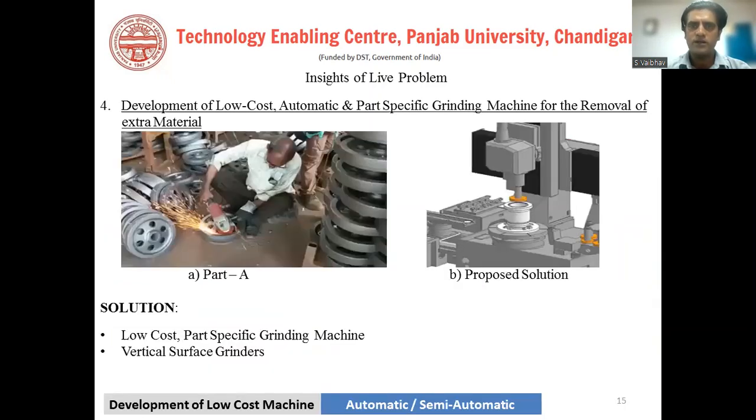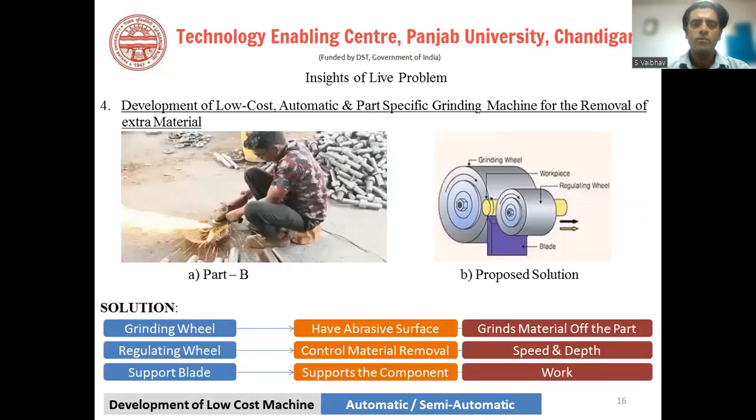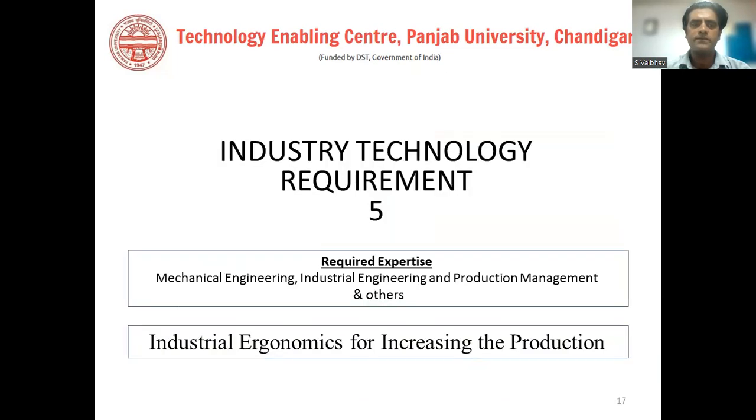automatic or semi-automatic. So for the very first part, the proposed solution is a part-specific grinding machine having a vertical surface grinder. For part B, the proposed solution is in terms of a grinding wheel and a regulating wheel. The grinding wheel has an abrasive surface that grinds material off the part. The regulating wheel has a control mechanism for speed and depth. There is a support blade that can support the component or the workpiece. The next technological requirement is in terms of industrial ergonomics for increasing the production.